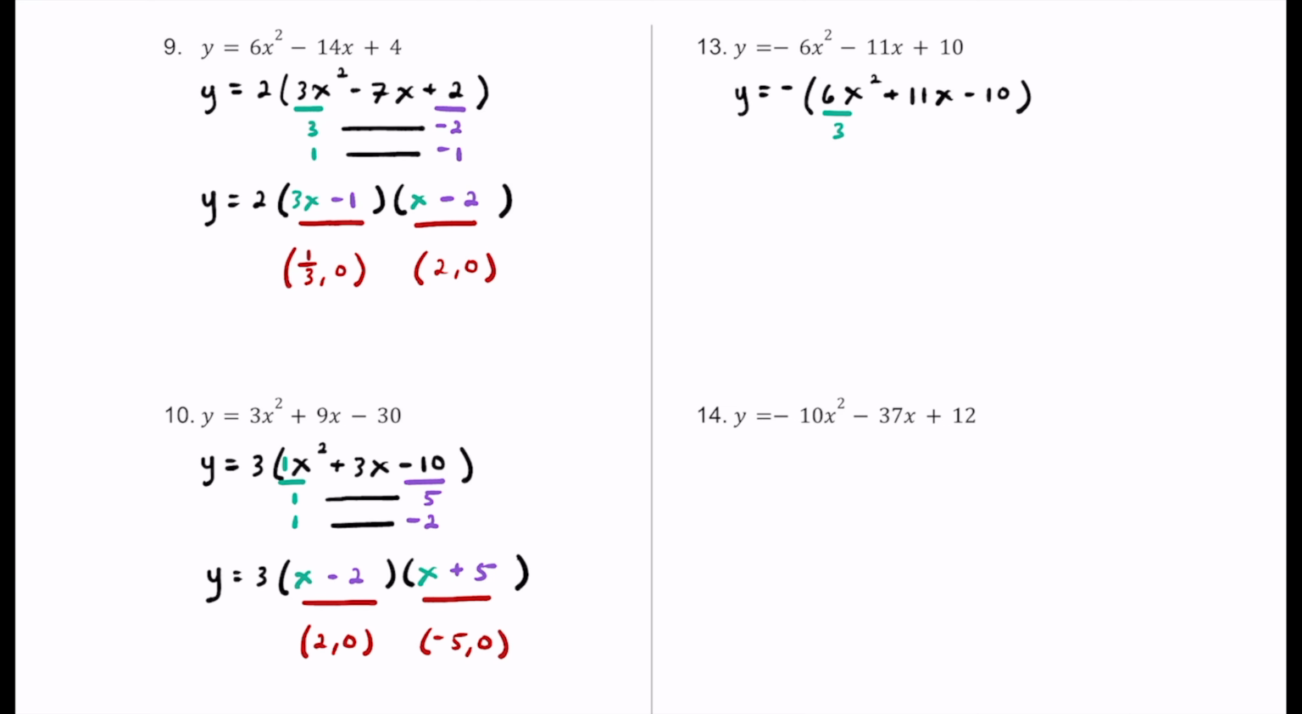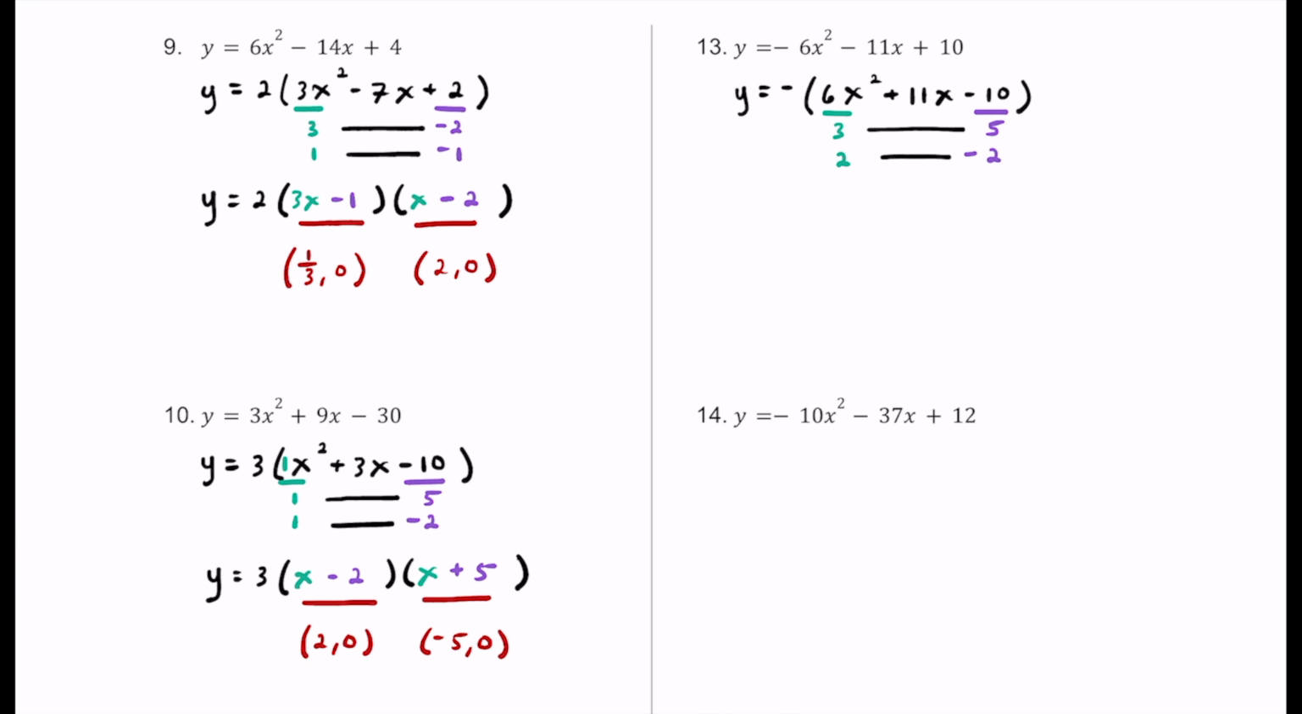For 6, we can go with 3 and 2. And then for negative 10, let's go with 5 and 2. And let's see where the negative should go. I'm thinking the negative will go on the 2, but feel free to try it out. I'm thinking that because 3 times 5 is 15, and 15 take away 4 is 11.